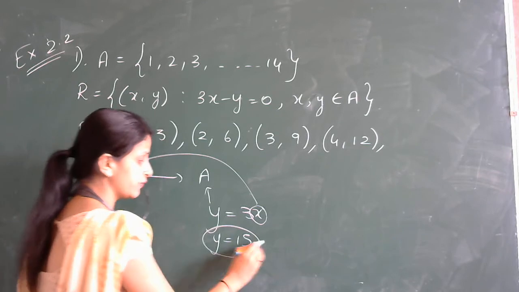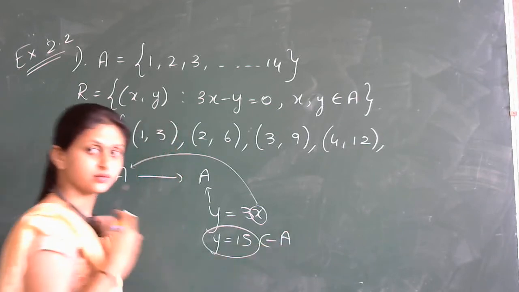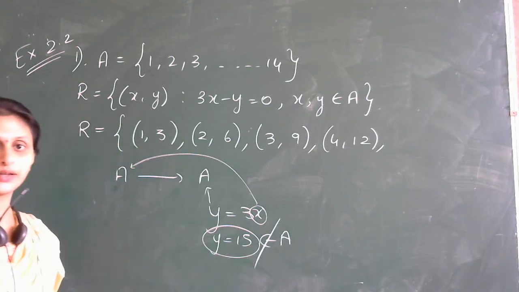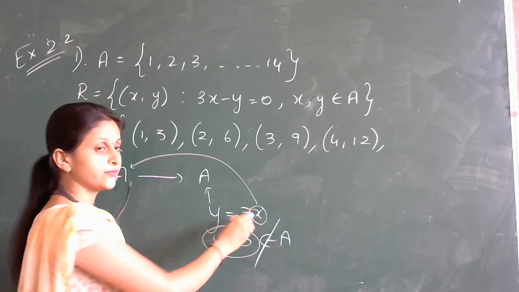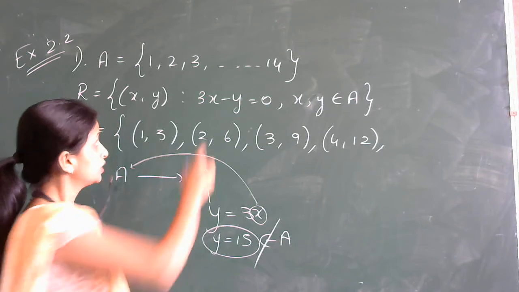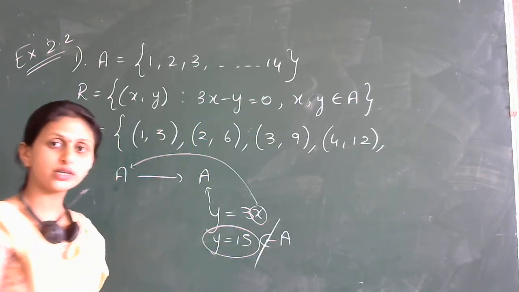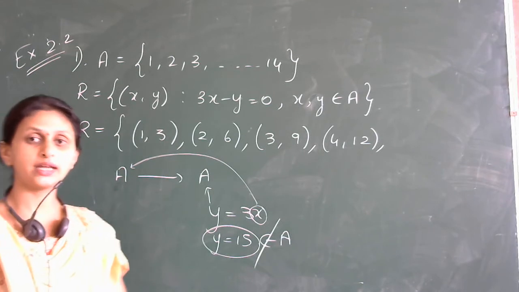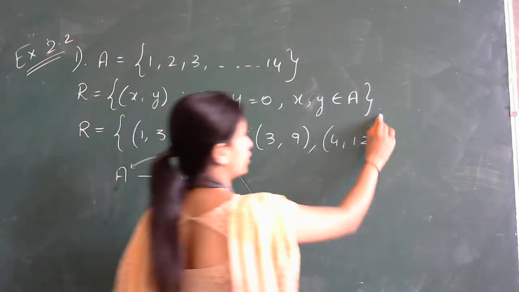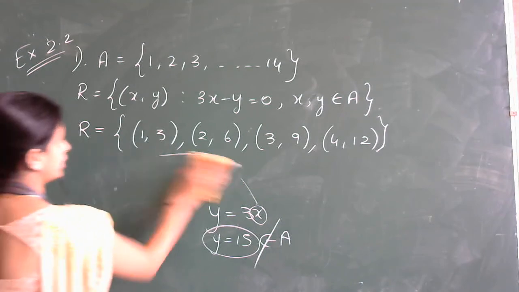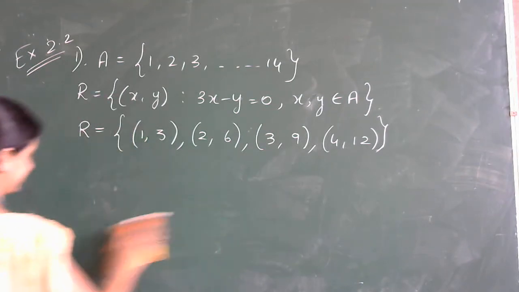But is 15 in set A? Of course not. It is not in set A. So hence you can't take 5 here. Next, if you take 6, it will be 18. 18 also is not in my set A, so again you can't take 6. So these are the only ordered pairs in my relation.